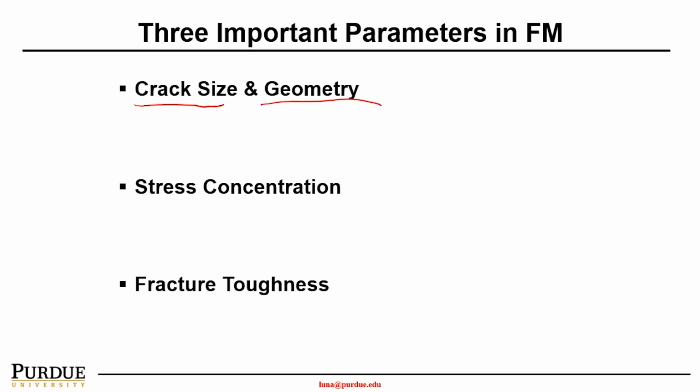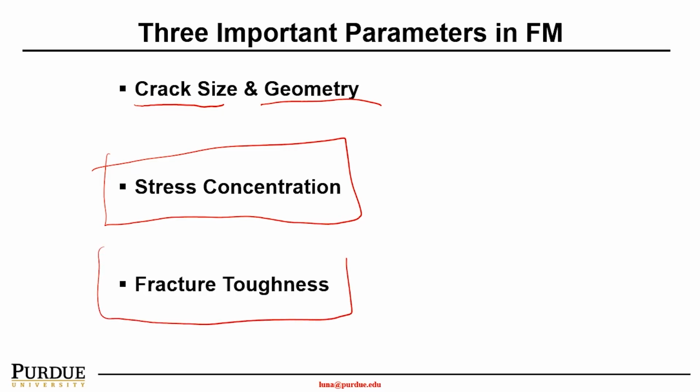Why? Because in fracture, the material will have significant stress concentration in the defect area. And whether the material will break or not really depends on the material's intrinsic ability to resist fracture, which we call the fracture toughness. So those are three important parameters in fracture mechanics.